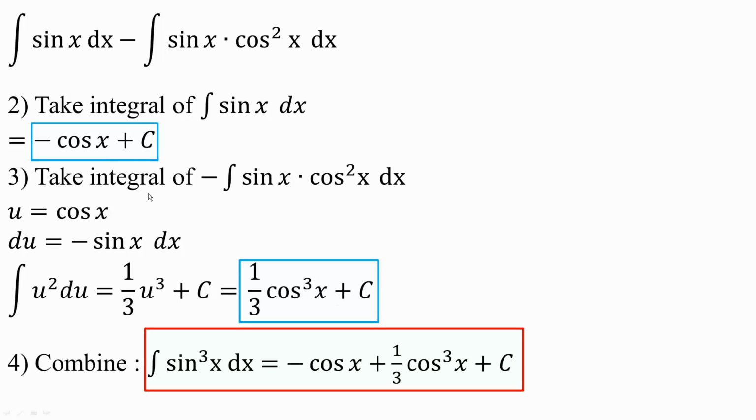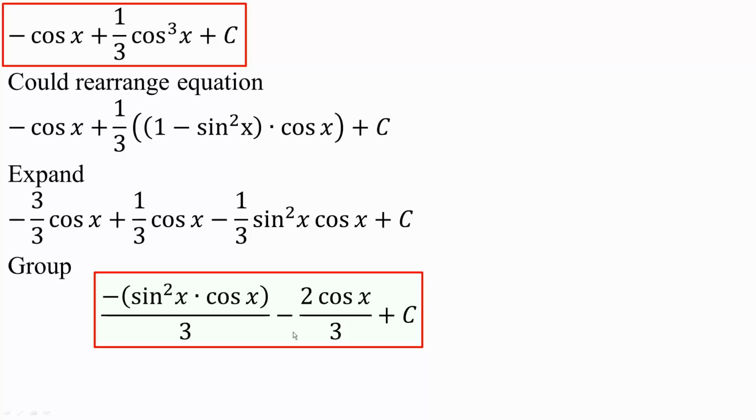And now I simply combine. I know that the integral of sine x dx would be negative cosine x, plus I know that this term right here would give us 1/3 cosine cubed x plus c. So this right here is one correct answer. But maybe if you use a calculator, you won't get this particular answer. You might get an answer like this, and so I'll show you how we did that too.